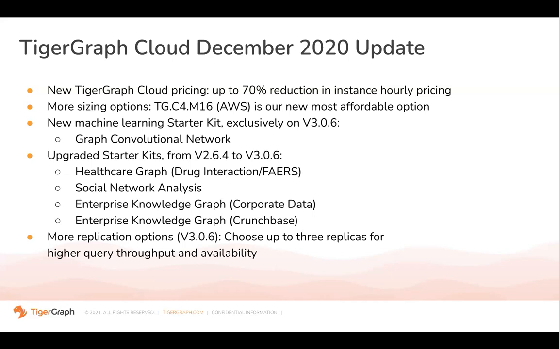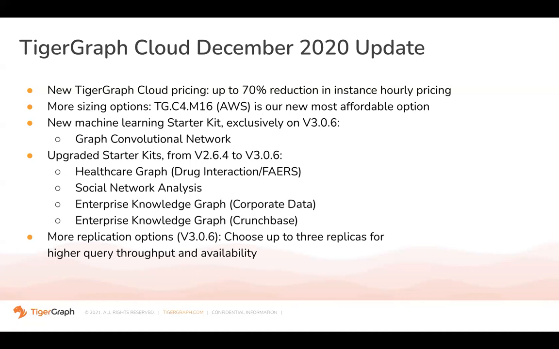The second one is we actually included one more type of sizing option, which is a TGC4M16 on AWS. This is our most affordable option right now. So if you have really small experiments and a very small data set, this is a good instance for you to use as well.